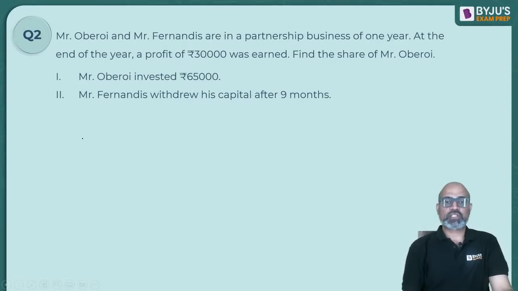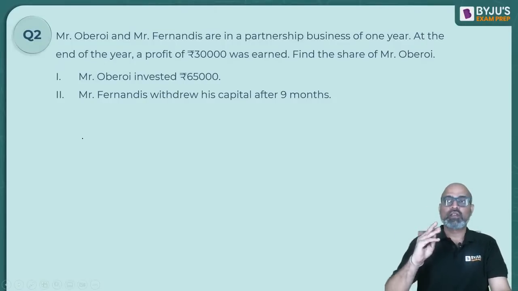Mr. Oberoi and Mr. Fernandez are in a partnership business of 1 year. At the end of the year, a profit of 30,000 was earned. Find the share of Mr. Oberoi. Don't read the statements. Don't be in such a hurry, okay? Especially in the topic that you're not confident in. Topic meaning this section, the data sufficiency section.